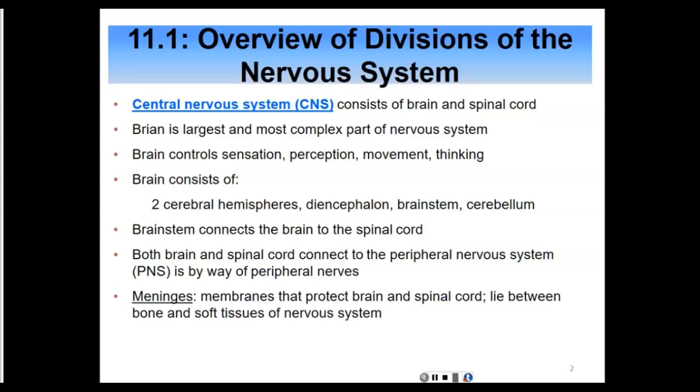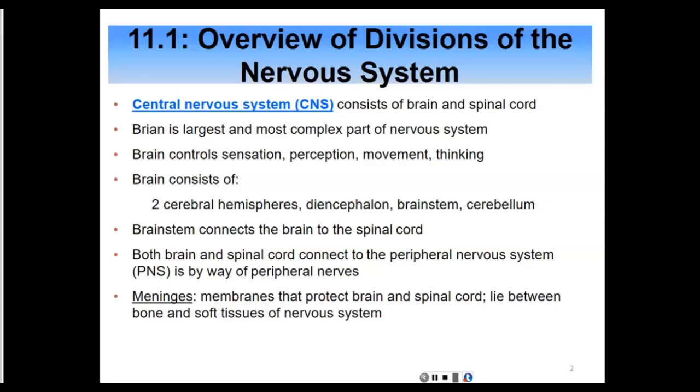As a reminder, we have the central nervous system, which is your brain and spinal cord. The brain is the largest and the most complex part of your nervous system. It controls sensation, perception, movement, and thinking.